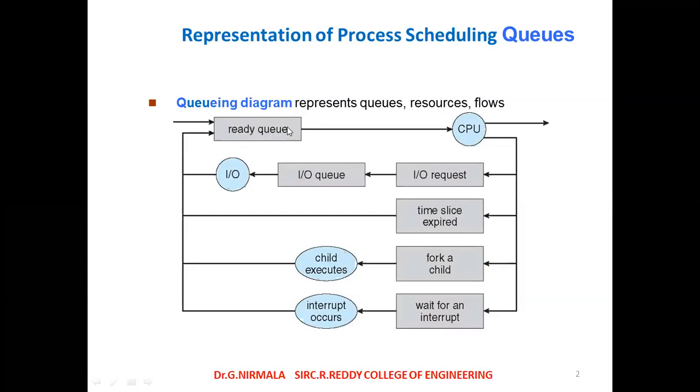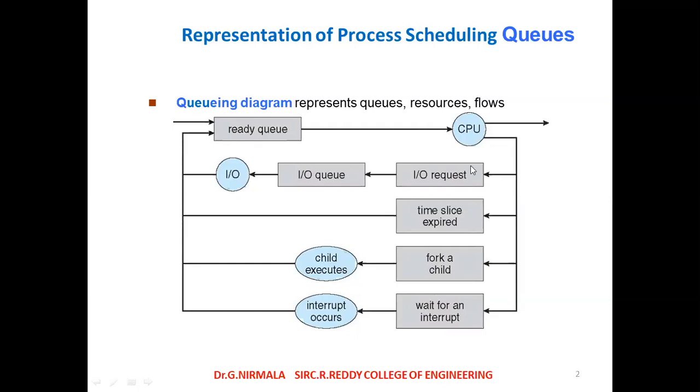In between, an IO operation, input output operation, may occur. Then the IO queue will be there to handle that. From the CPU, it makes the IO request. This request will be processed by the IO queue and it performs the IO operation. Then the blocked process will be placed into the ready queue. After execution of the IO operations, again it moves to the ready queue.